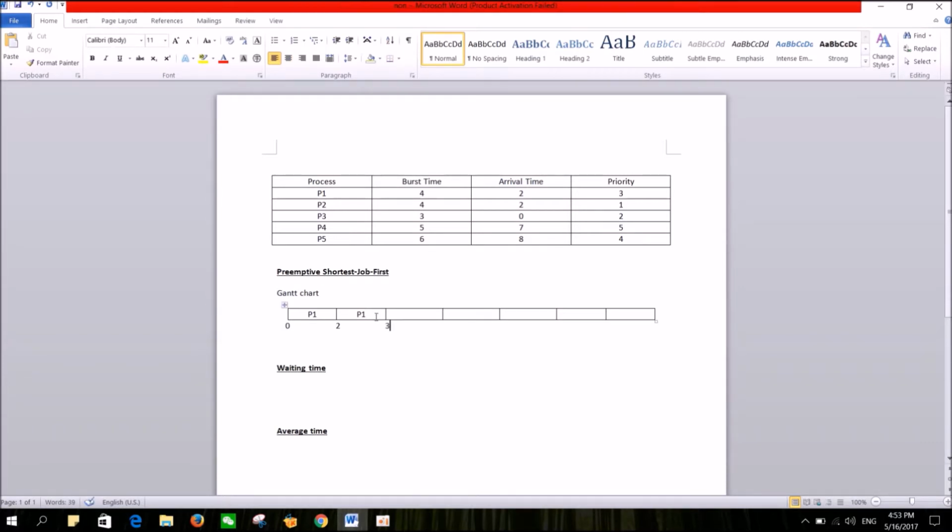Sorry for the small mistake here. Actually, this P1 is P3. I wrote it wrong. Sorry.